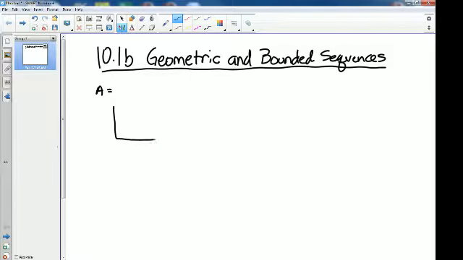If I have a rectangle, I am multiplying area, right? Okay, so a geometric sequence would be something that is multiplying. Each term is multiplied by something to get the next. So we talked about this sequence yesterday.